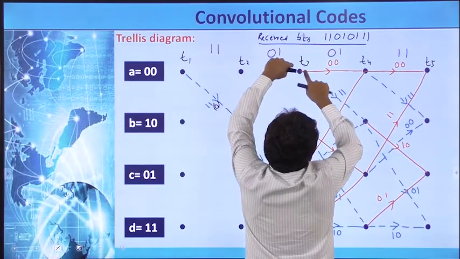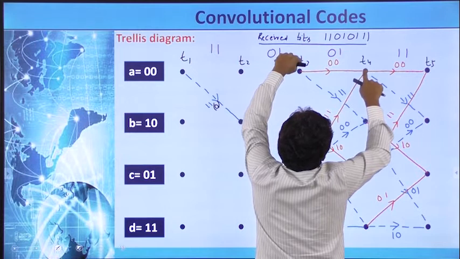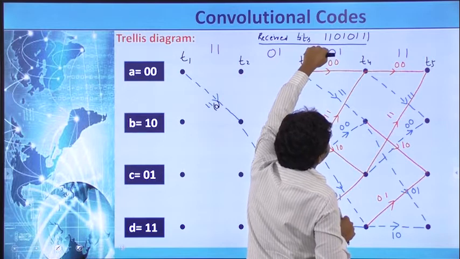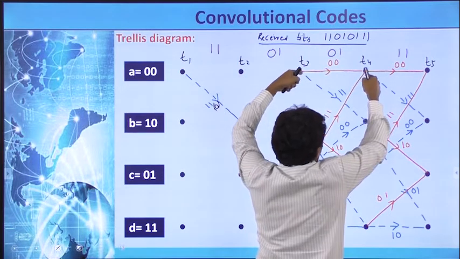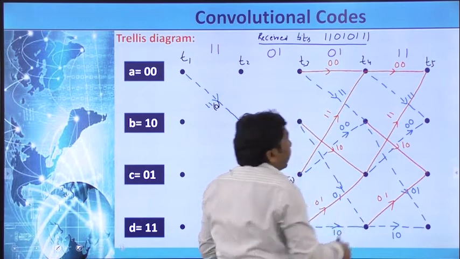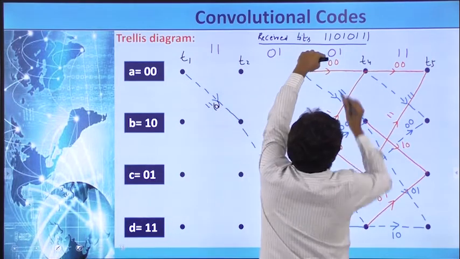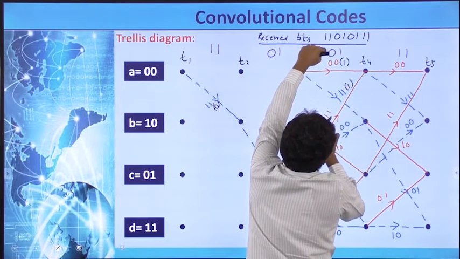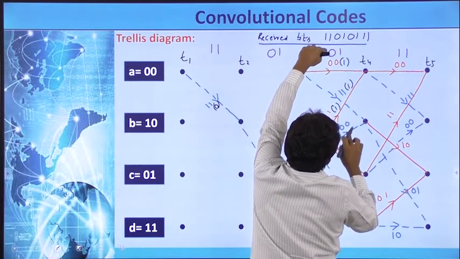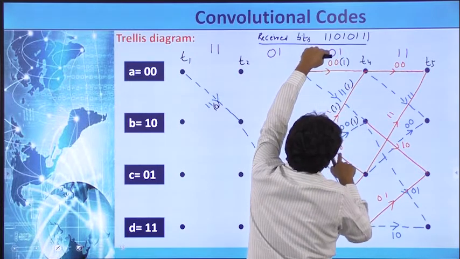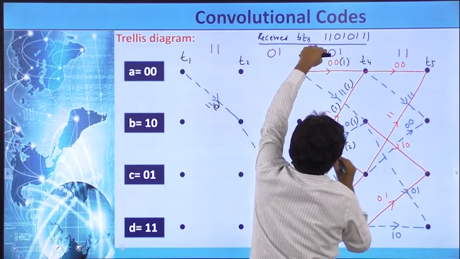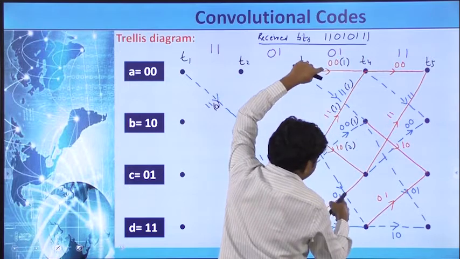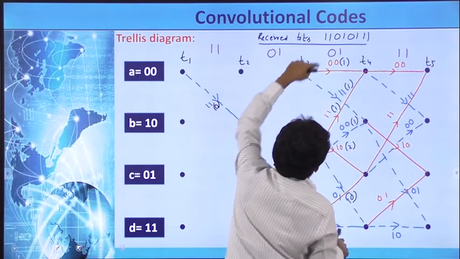So the received bits from T3 to T4 are 0, 1. So find the Hamming distance between the received sequence and the coded sequence for all the paths between T3 and T4. So what is the Hamming distance between these two? It is 1. The Hamming distance between these two is also 1. The Hamming distance between received one and this one is again 1. The Hamming distance between these two is 1. The Hamming distance between these two is 2, because here 0 is changed to 1, 1 is changed to 0. What is the Hamming distance between these two? It is 0, 1. This one also 0, 1. So it is 0.